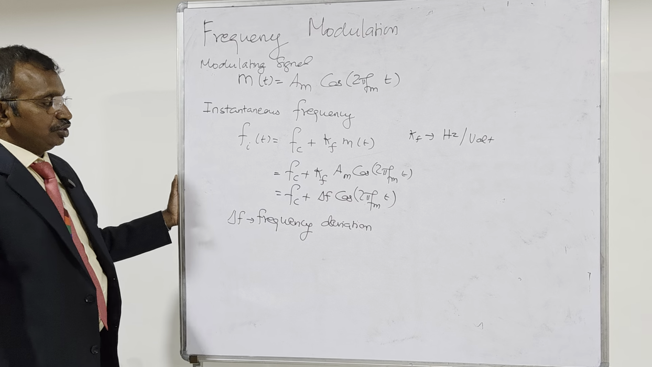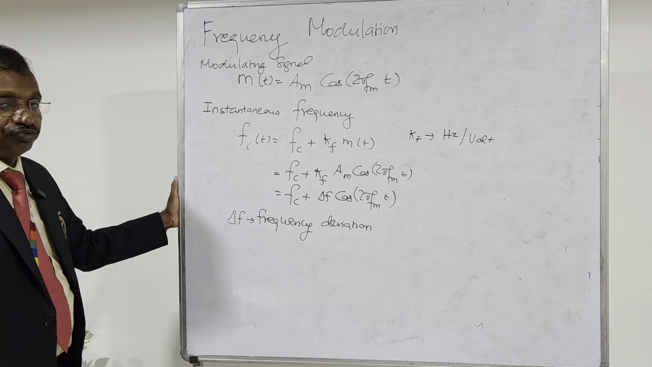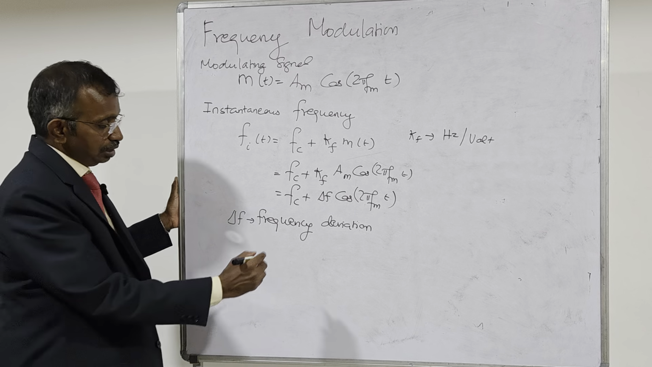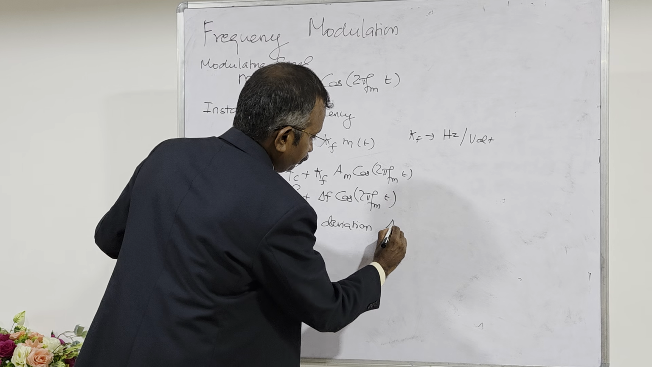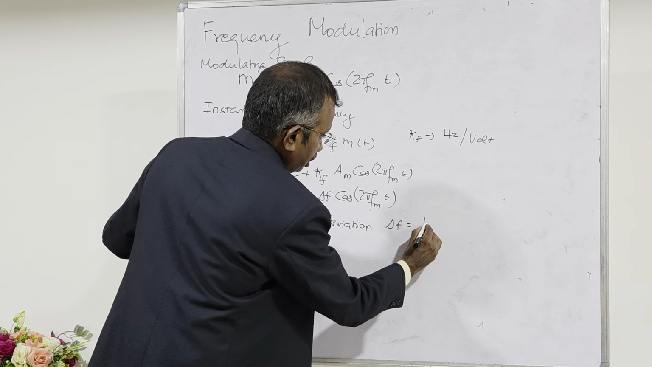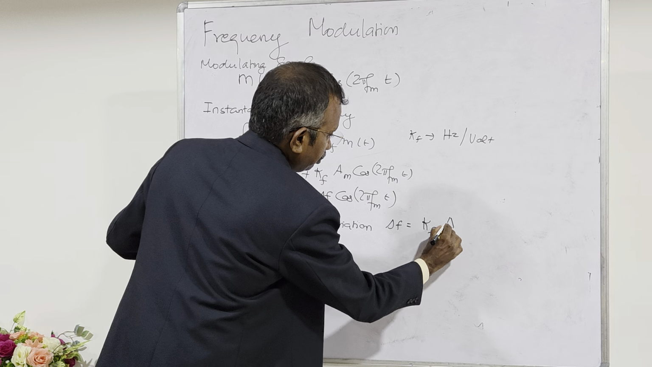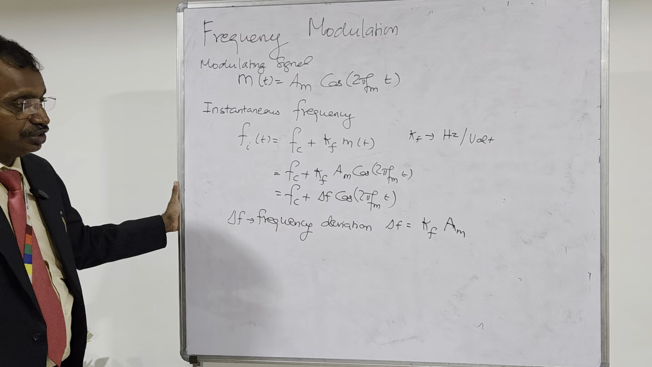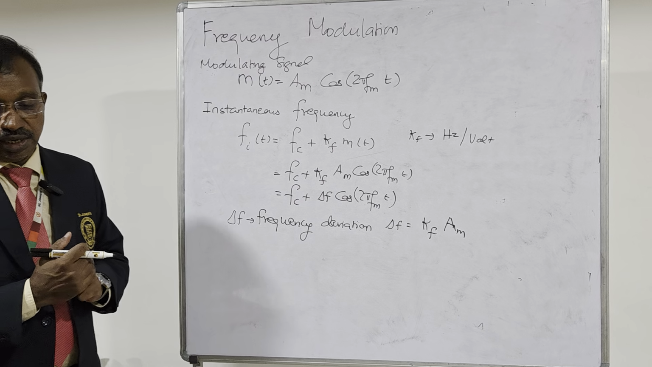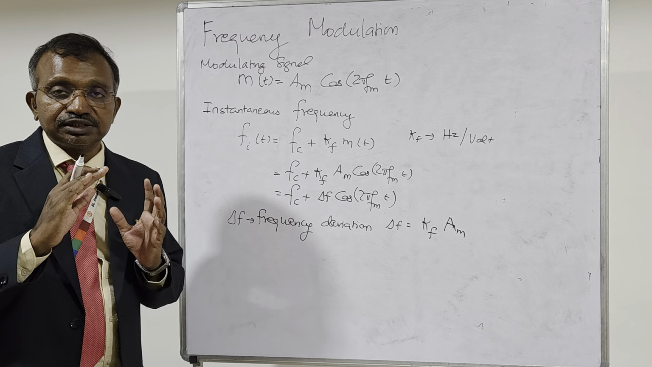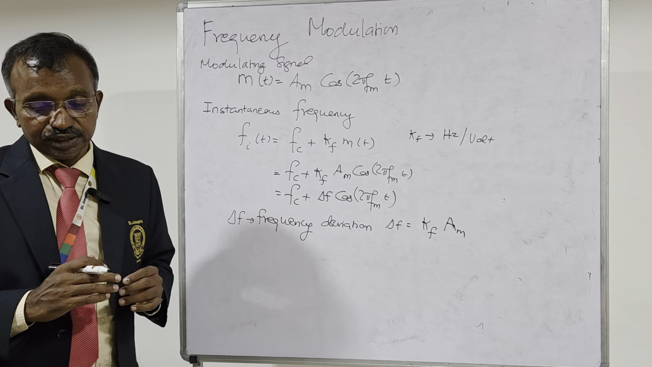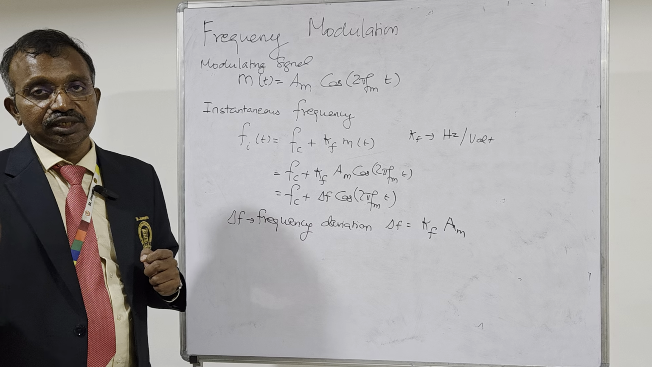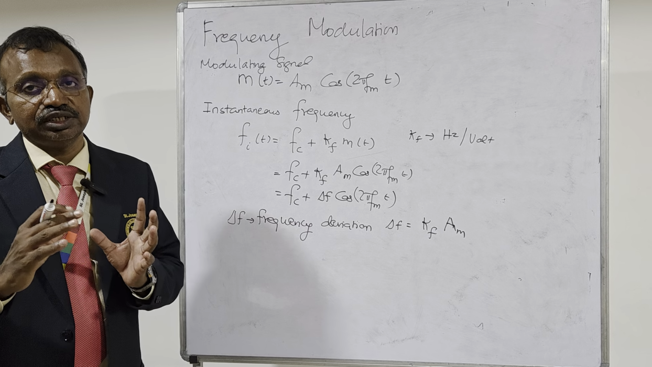So it is Fc plus del f into cos 2 pi fm into t. Then it is given as del f equal to Kf into Am. So this is the frequency deviation, and it represents the maximum departure of the instantaneous frequency of the FM signal from the carrier frequency. How much it is going to vary.